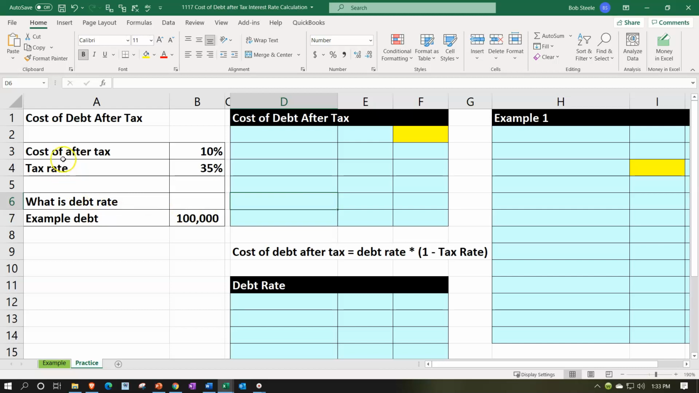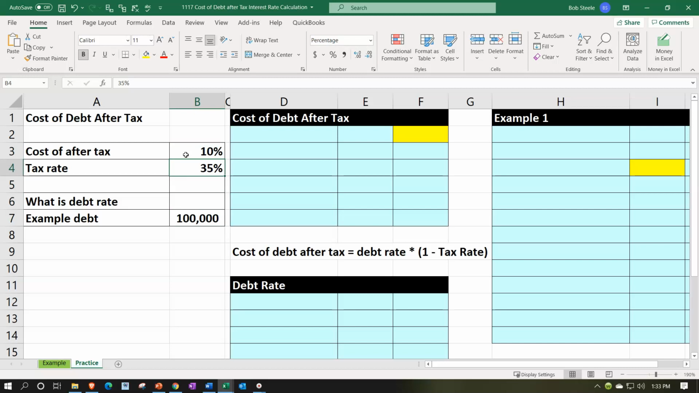So what we have here is the cost of debt after taxes. This is not the interest rate, so the interest rate is going to be something higher than that. We know the tax rate is 35%, and then we'll have our example problem down here where we'll have the debt of the 100,000. But let's first just consider these two pieces of information. So we're going to plug this into our formula looking for the interest rate.